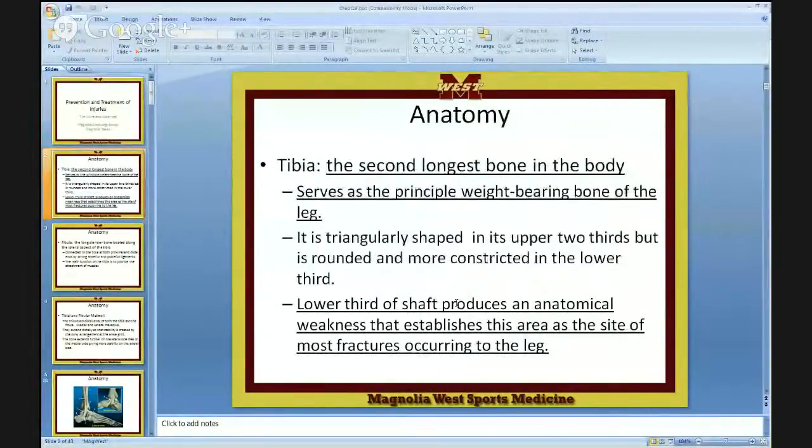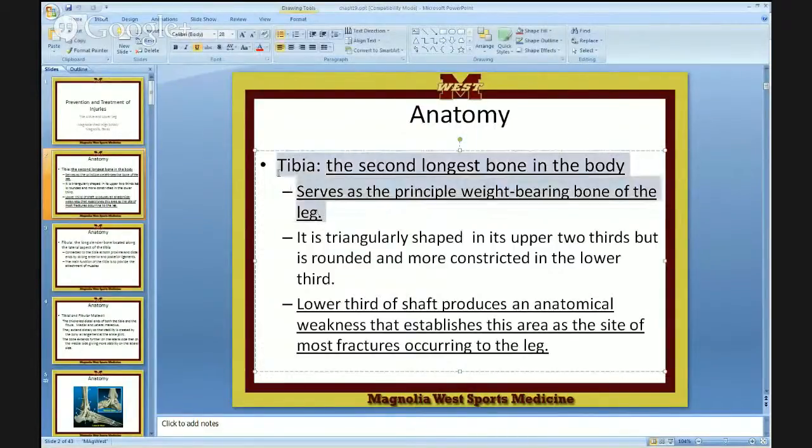Okay, slide 2. Simply, you need to know the tibia serves as the principal weight bearing bone of the lower leg. Make sure you know which one it is. All right.